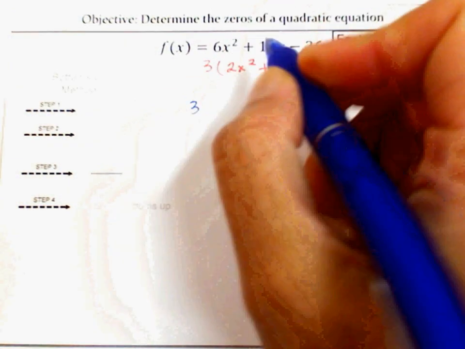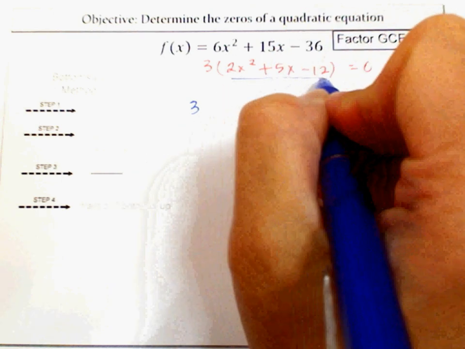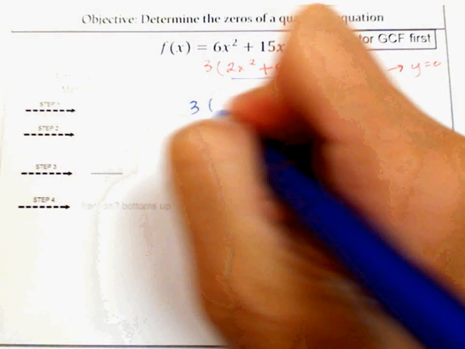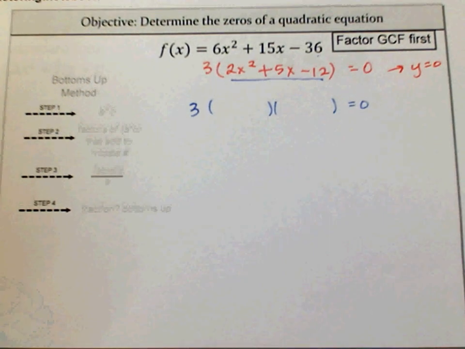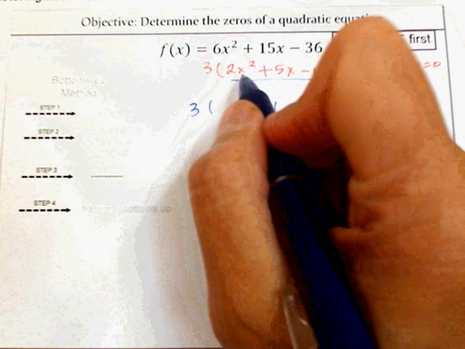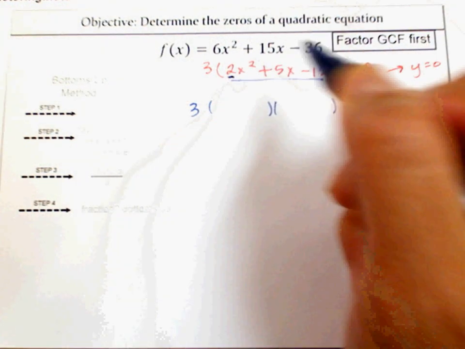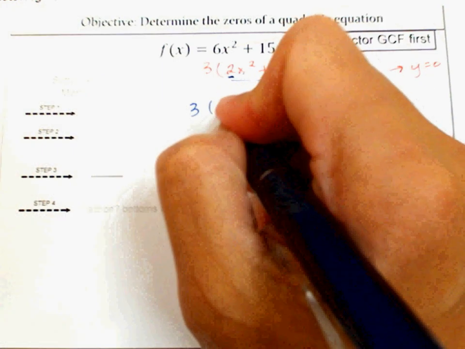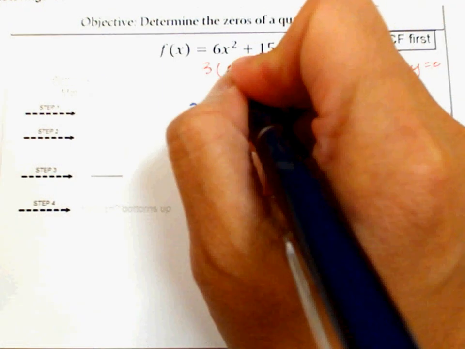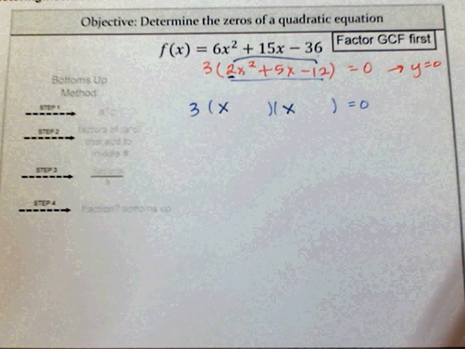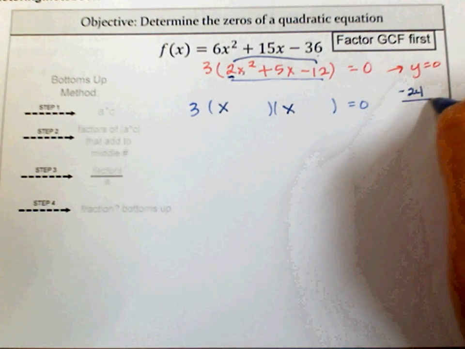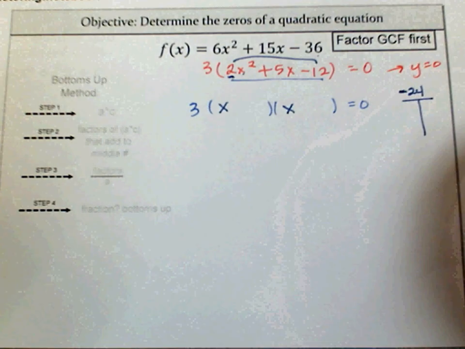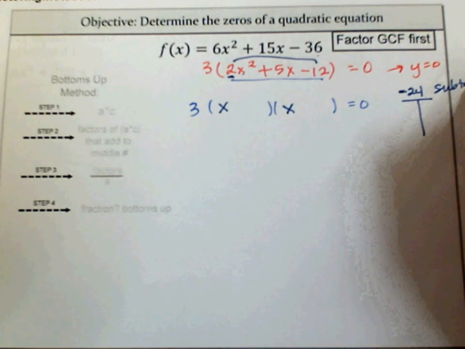Next step, that 3 that you have factored out is going to come along. And we're going to factor this part right here. So to factor, I'm going to draw 2 sets of parentheses. Next, all right. Factors of this 2 will come into play a little bit. Factors of x squared is x and x. Multiply your 2 times your negative 12. 2 times negative 12 is negative 24. You see how that's negative? You're going to subtract.